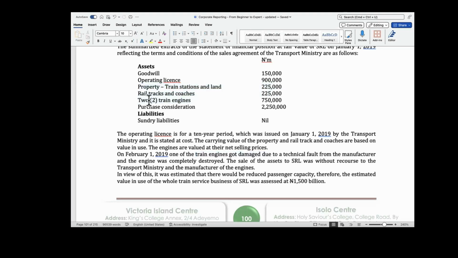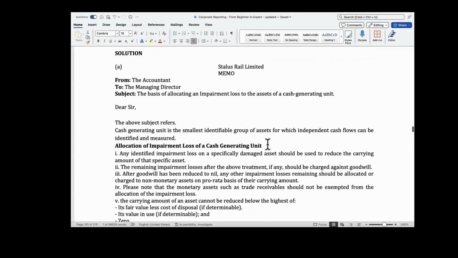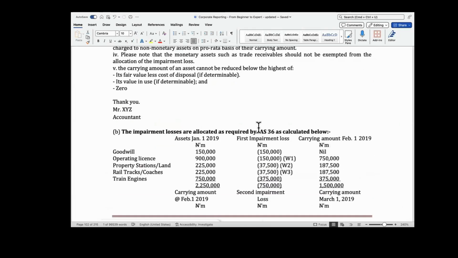So here there are two twin engines whose value is 750. If the two twin engines' value is 750, and only one got damaged, then we're going to divide this 750 into two. So each of them is 375. So we allocate 375 to the one that got damaged. So let me show you the allocation. So look at it here. In February, this is how we allocate.